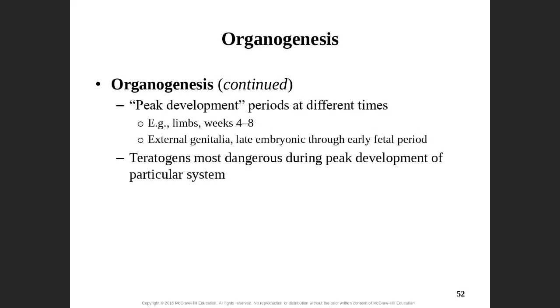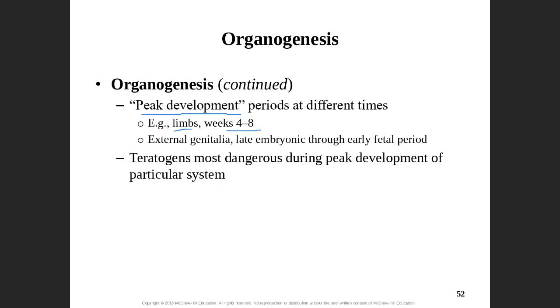So this right here, when we talk about organogenesis, our peak development period is going to range or vary depending on what organs, what limbs are occurring. When we talk about the limbs, that's between weeks 4 and 8.